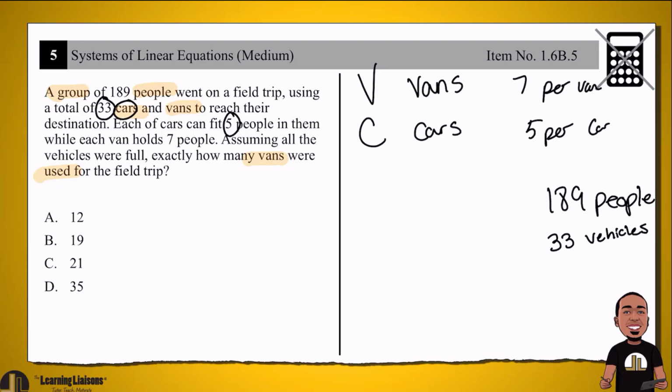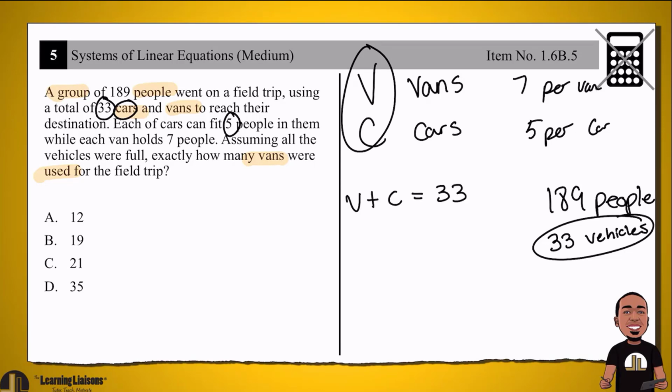So with that said, we have 33 total vehicles and we're using vans and cars. So the number of vans plus the number of cars needs to equal 33.